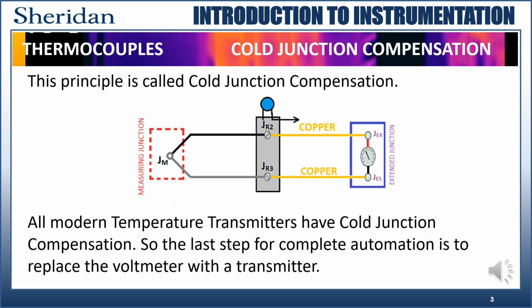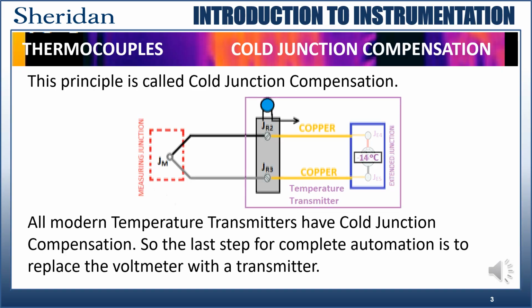This method of using thermal resistors or thermistors is called cold junction compensation. All modern temperature transmitters have this feature. So if the reference junction is measured at, say, 14 degrees, then the transmitter compensates for the shift and accurately calculates the measuring junction's voltage and hence its temperature.